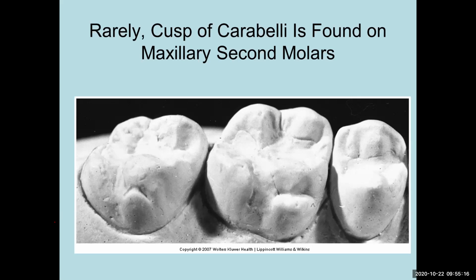But don't let the cusp of Carabelli be the only thing you're looking at. Guess what? This is a first molar with a cusp of Carabelli and a second molar with a cusp of Carabelli. Exactly. But you can see the difference in this distal lingual, and that this distal cusp is much smaller when compared to the first molar.